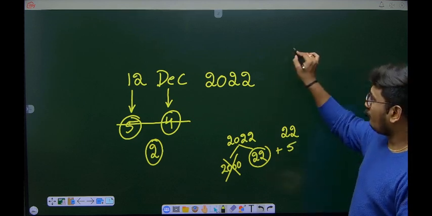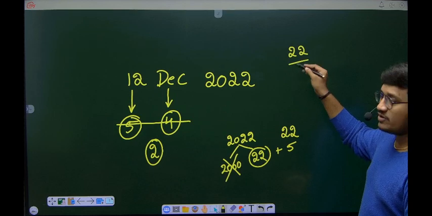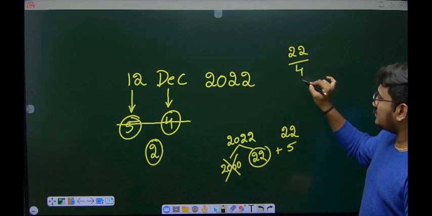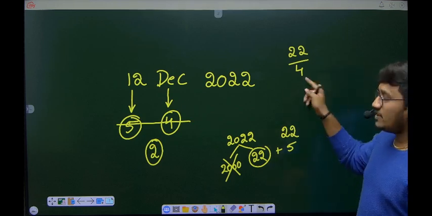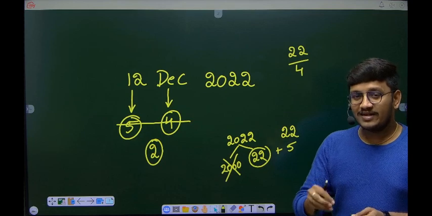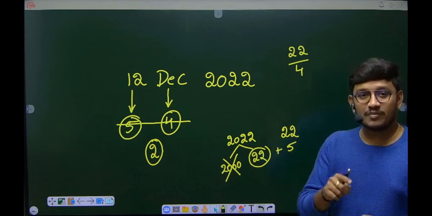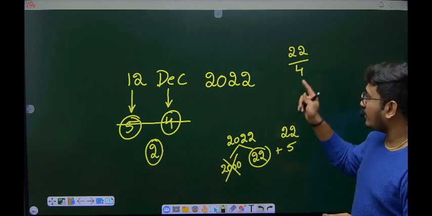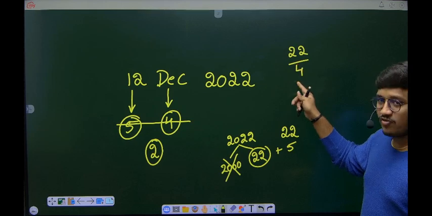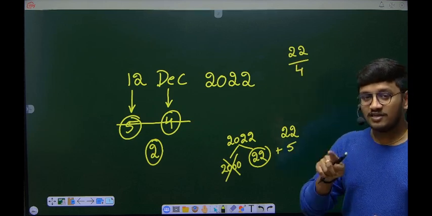Because how can we say how many leap years are present in 22 years? Very simple. Whenever you want to calculate the number of leap years, we should divide by 4. Whenever you want to calculate the number of odd days, you need to divide by 7. So make sure you have a clear idea about these two. For calculating leap years, divide by 4. For calculating odd days, divide by 7.